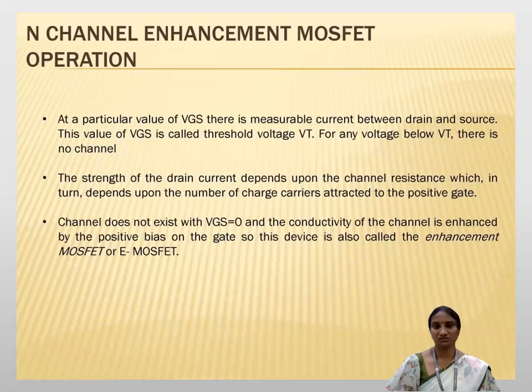At a particular value of VGS, there is a measurable current between drain and source. This value of VGS is called the threshold voltage, VT. For any voltage below VT, there is no channel. The strength of the drain current depends upon the channel resistance, which in turn depends on the number of charge carriers attracted to the positive gate. Finally, the points to be noted in the case of the enhancement mode MOSFET are that the channel does not exist initially with VGS equal to 0, and the conductivity of the channel is enhanced by a positive gate to source voltage.